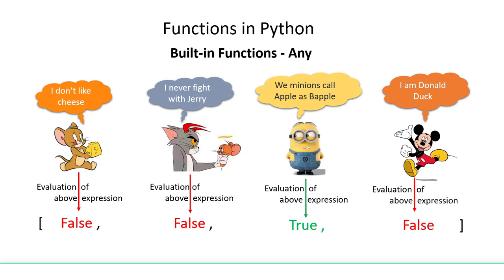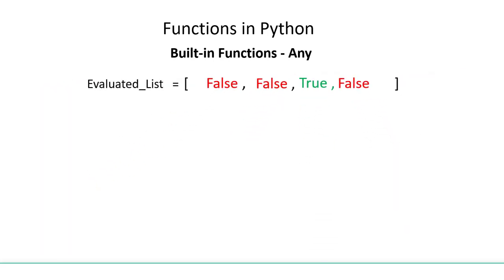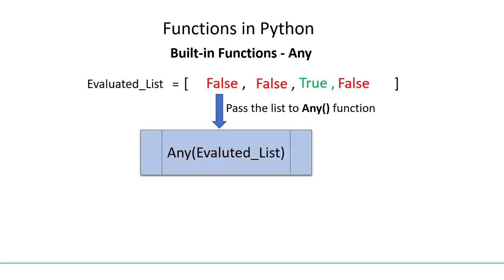Let us place all of these evaluated expression results in a list and assign this entire list to a variable called evaluated_list. Now we are going to pass this entire list to a function called any. So this list is passed as an argument to the any function. Now what is this any function going to return? It is going to return a boolean value, and that boolean value this time is true for this list.